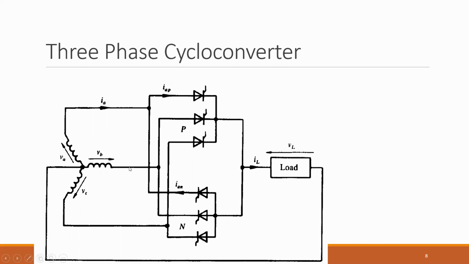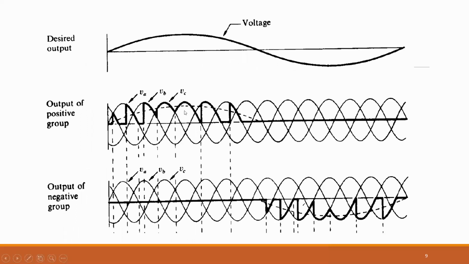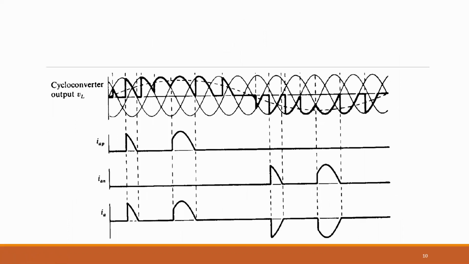For the next case, when the positive cycles are completed and we want to observe the negative waveform: whenever the negative of VA comes, the thyristor T4 should conduct. For the negative of VB, thyristor T5 should conduct, and for the negative of VC, thyristor T6 should conduct. So up to this location we are getting only the positive waveform, and this is the negative waveform observed when the negative group of thyristors is triggered. So this type of output waveform will be observed at the load side.